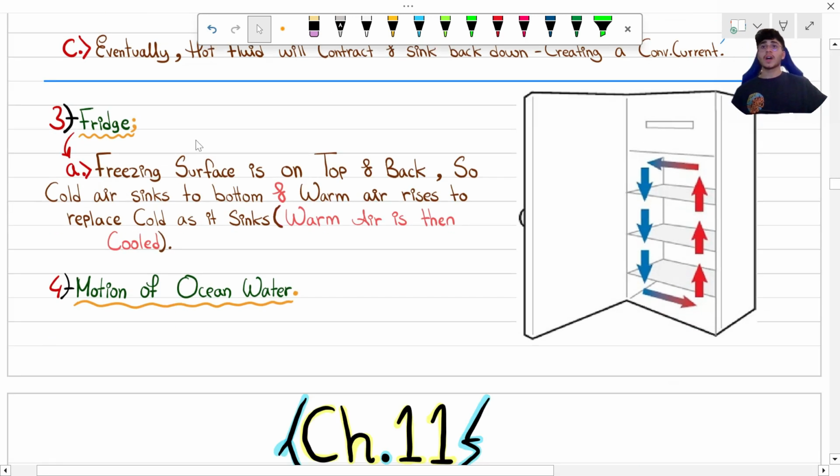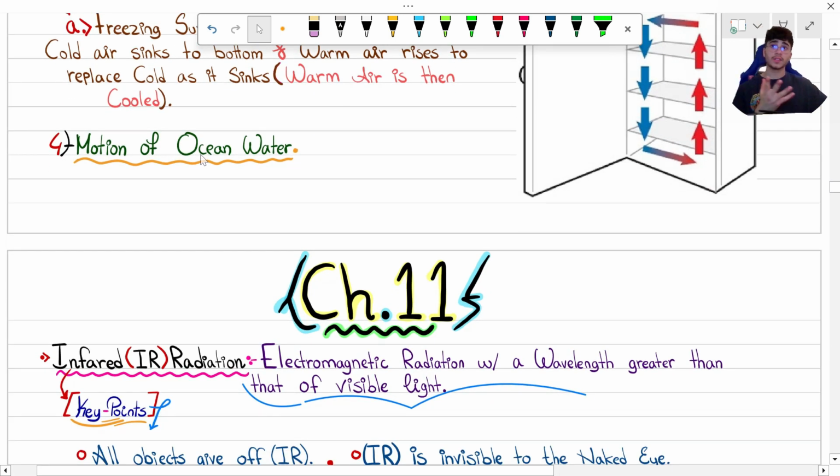For the third example, we have a fridge or a refrigerator. For this one, the freezing surface, if you've noticed on all fridges, is always on the top and on the back, because the cold air sinks to the bottom and the warm air rises to replace the cold air as it's sinking. This is why they're always in the top and in the back. Those are the three major examples. Another example is the motion of ocean water.